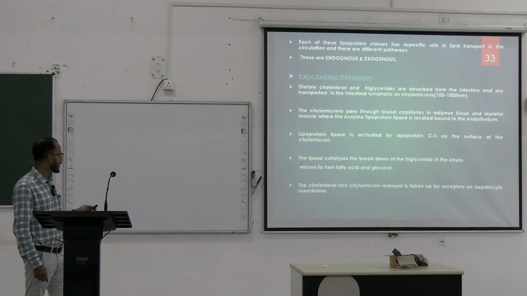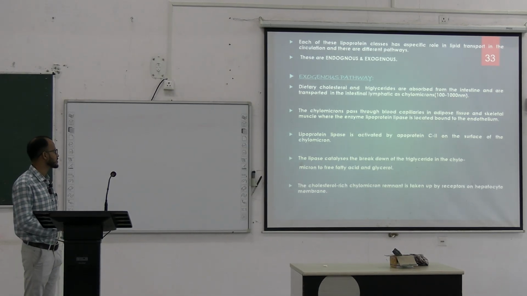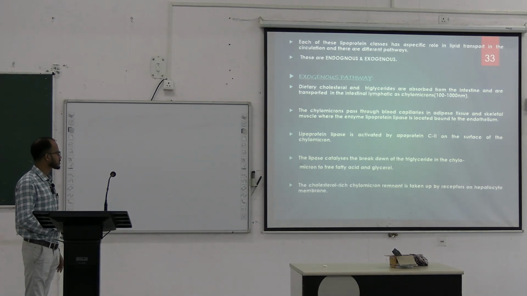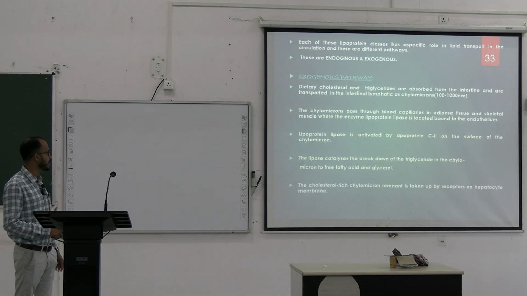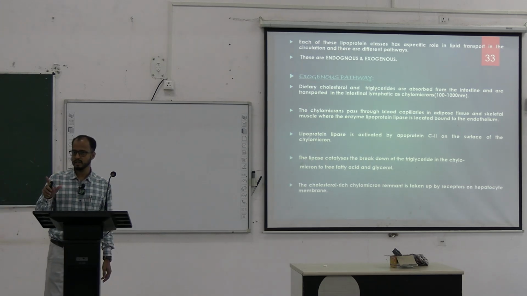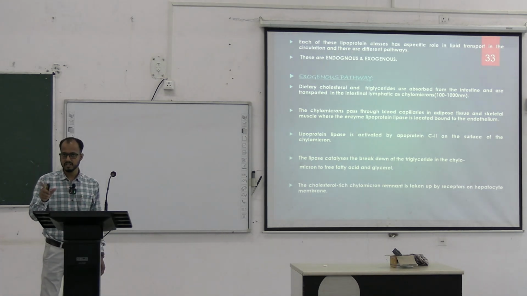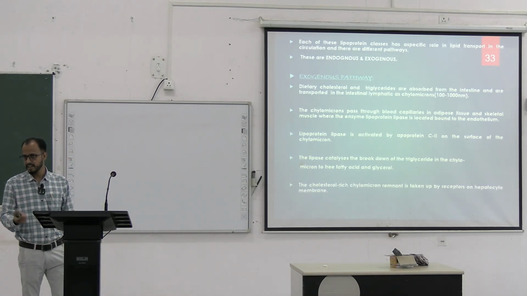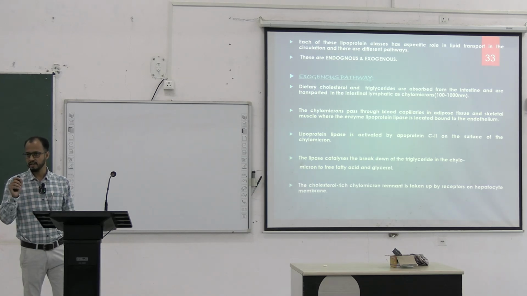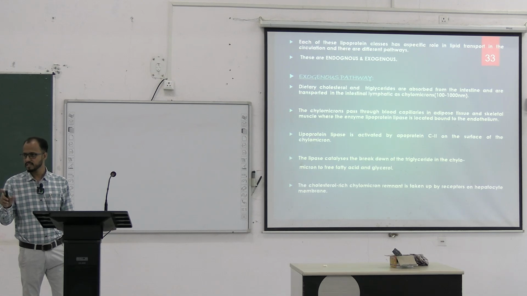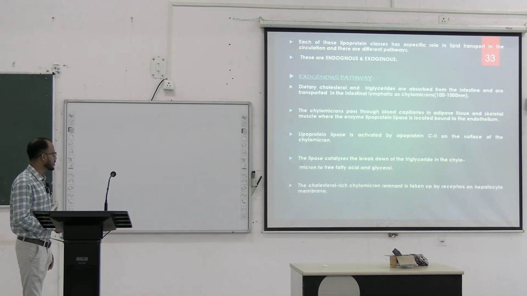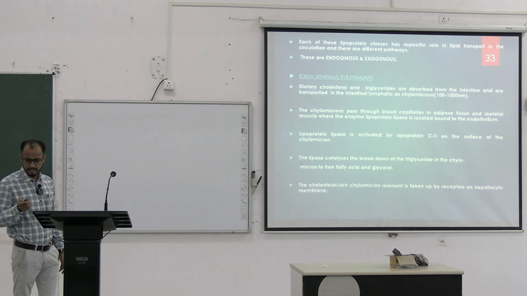So, how does the exogenous pathway act? The dietary cholesterol and triglyceride are absorbed from the intestine and transported in the intestinal lymphatics as chylomicron. This chylomicron passes through the blood capillaries in the adipose tissue and skeletal muscle, where the enzyme lipoprotein lipase is located. This lipoprotein lipase hydrolyzes the chylomicron and releases fatty acid and glycerol. This fatty acid enters the muscle cell for energy, and after that the chylomicron remains as chylomicron remnant. This chylomicron remnant enters the liver by the LDL receptor.